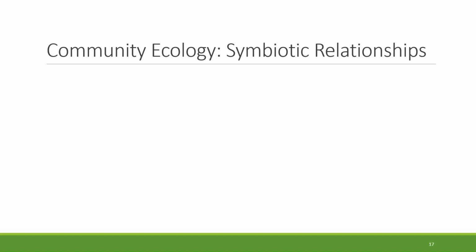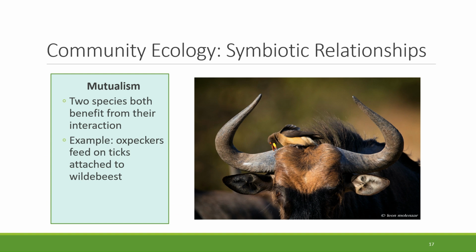One of these is symbiotic relationships. Symbiotic relationships are close relationships between two separate species. And there are three major categories of symbiotic relationships. Mutualism is a type of symbiotic relationship where two species both benefit from their interaction. So, for example, oxpeckers are a type of bird that sits on wildebeests and eats the ticks that have attached themselves to the wildebeest's body. So the bird benefits by getting a food source, and the wildebeest benefits by having the ticks removed from their body.